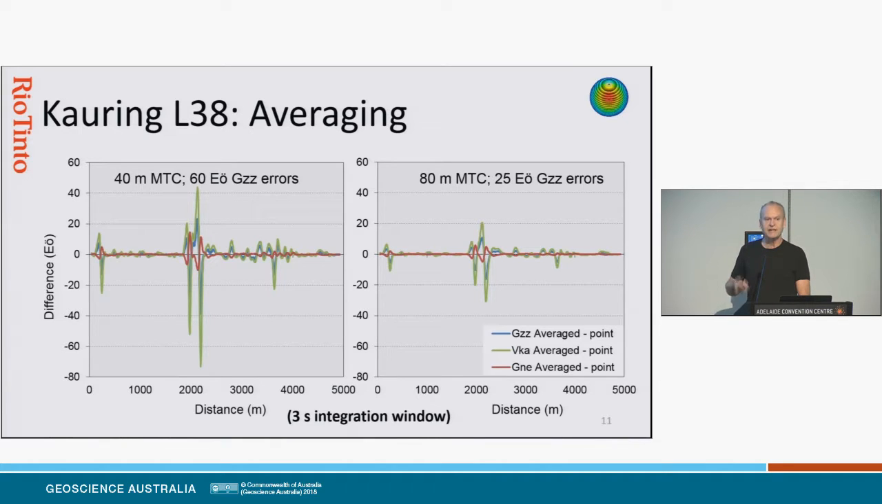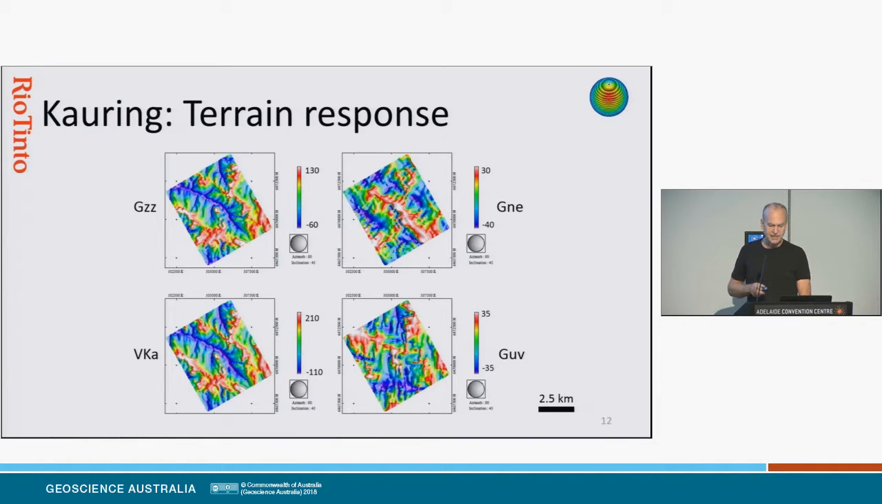So in terms of doing terrain corrections, clearly if you're delivered data which is integrated, then you also have to apply the same integration to the terrain calculation itself in order to get the corrected data correctly.